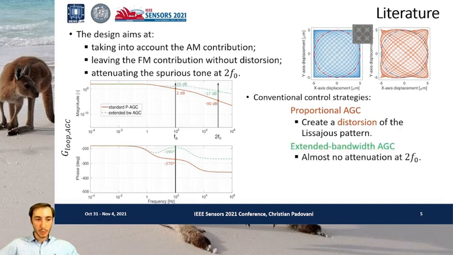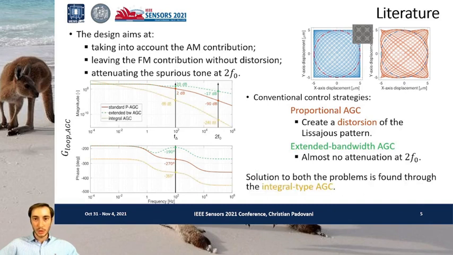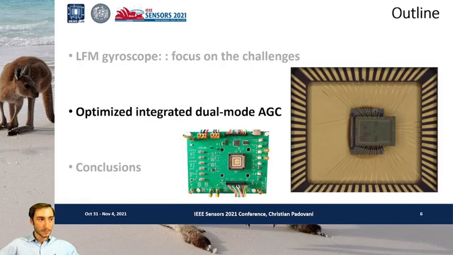Another solution could be the extended bandwidth AGC, which however does not give sufficient attenuation at twice the resonance frequency. So the solution exposed here is an integral type AGC, which is not reacting at all at the split frequency, avoiding any distortion of the Lissajous pattern.